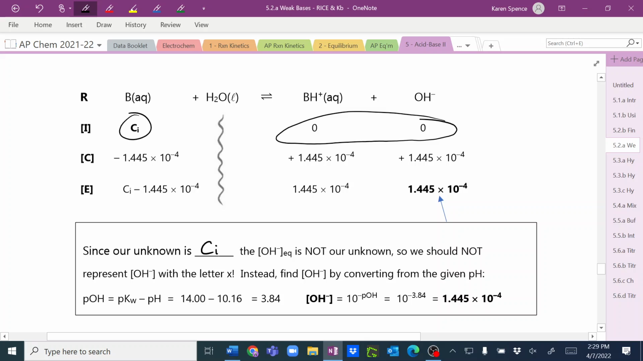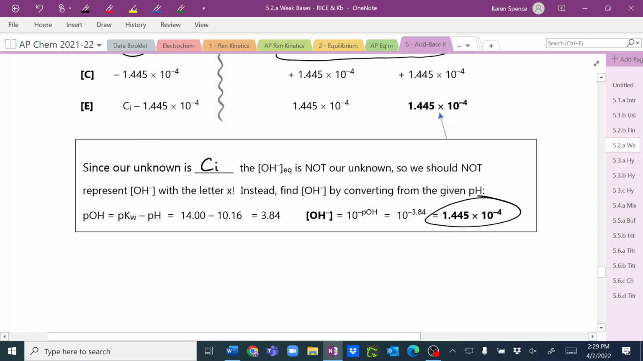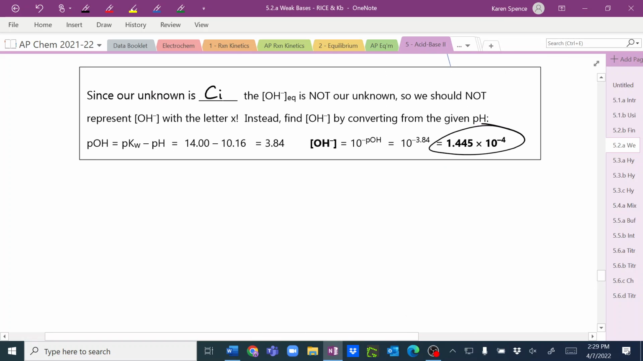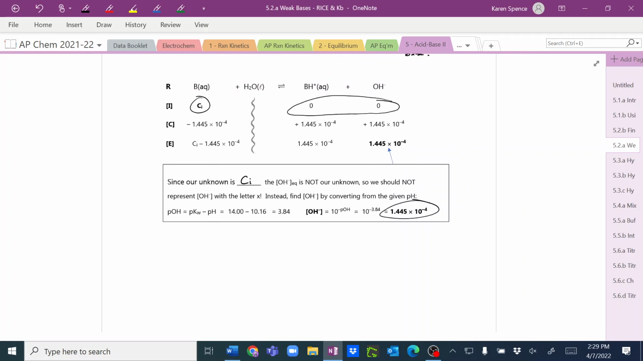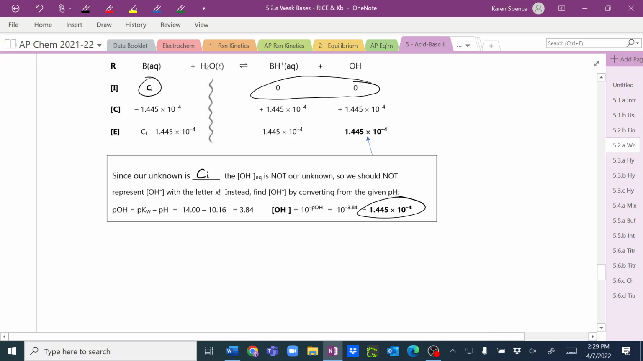And so we've got pOH equal to 14 minus 10.16, which is 3.84. OH minus is 10 to the negative pOH, which is 1.445 times 10 to the minus 4. Throw everything in. Oh, we didn't throw everything in. You guys get to do that. You want to throw everything in and solve it?